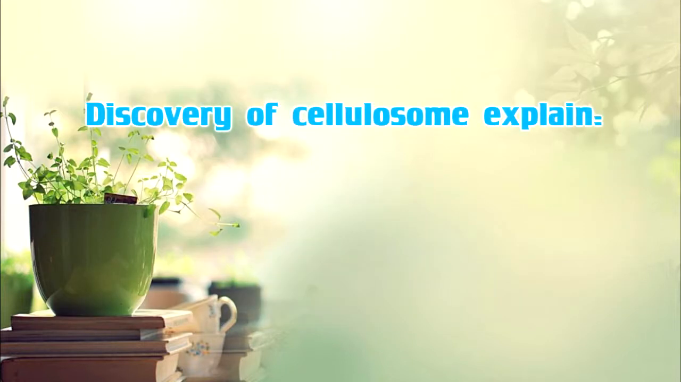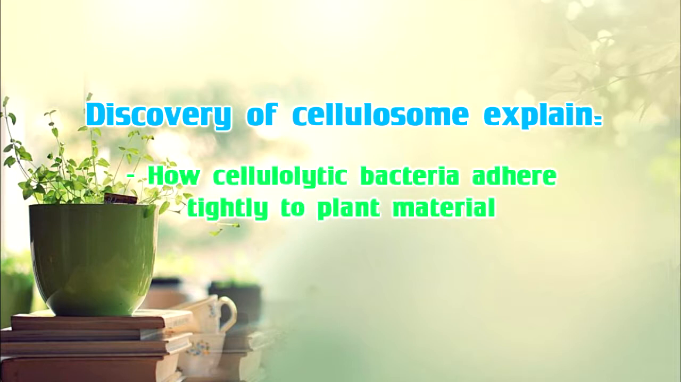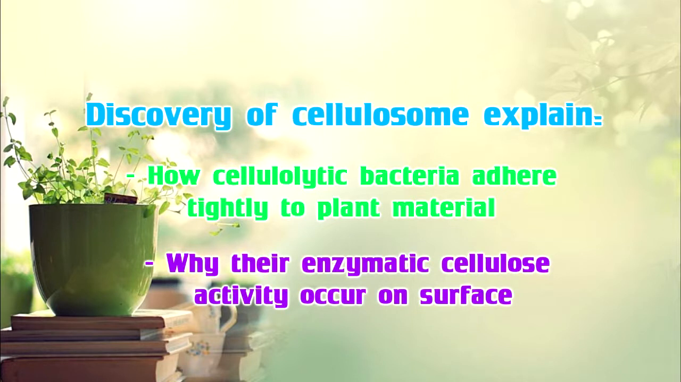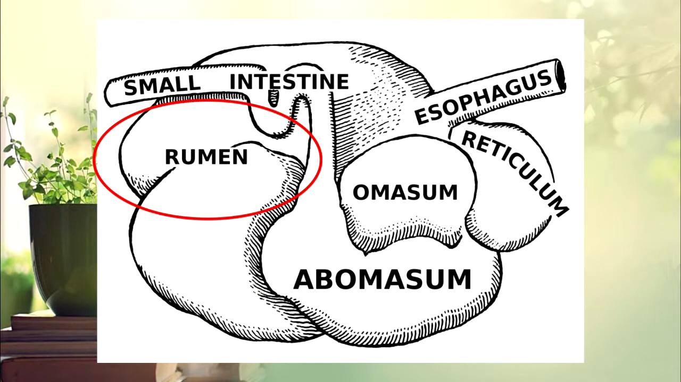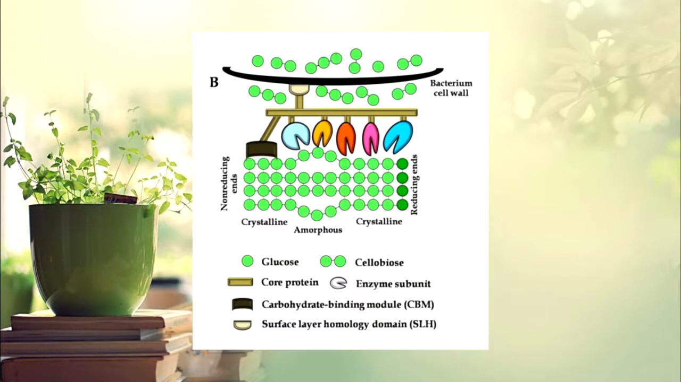The discovery of the cellulosome helped to explain how cellulolytic bacteria adhere tightly to plant material. It also explains why their enzymatic cellulase activity occurs on the surface. Now, let's talk about cellulose digestion and absorption in ruminants. In the rumen of ruminants, most of the bacteria that live in the rumen are anaerobic, and hence the complex cellulase system is more likely to occur.